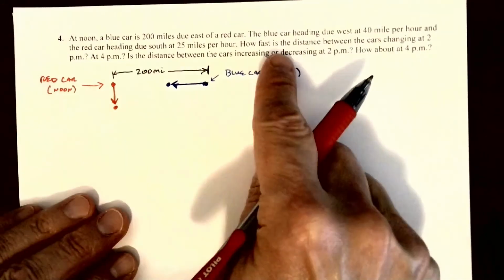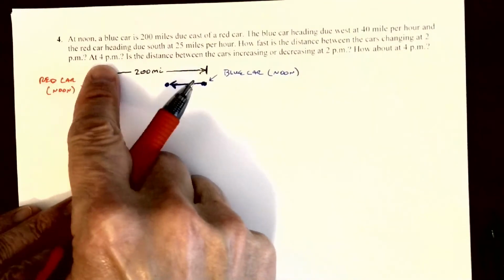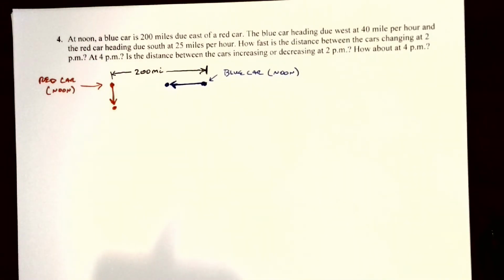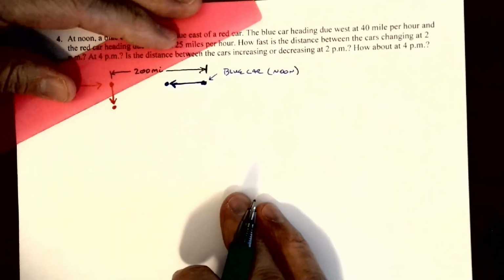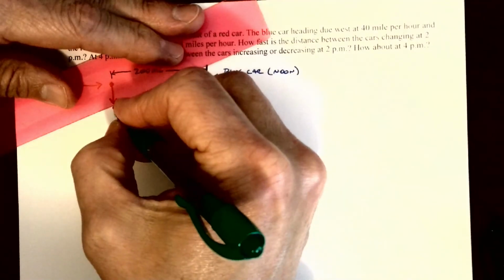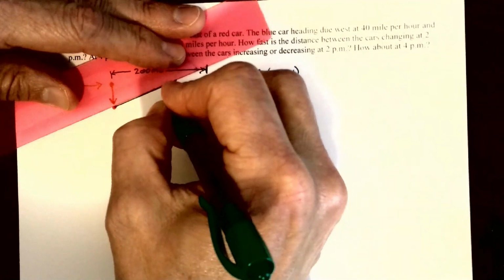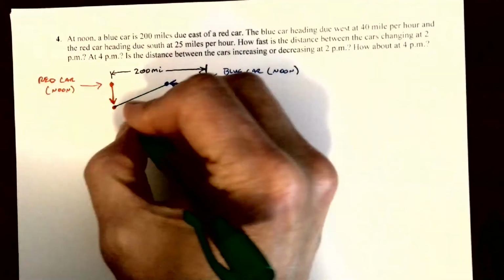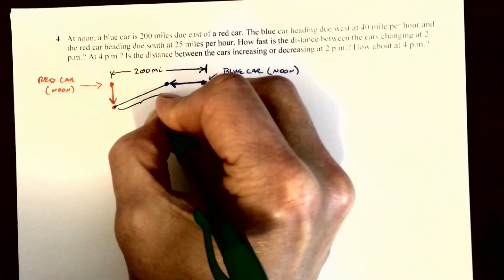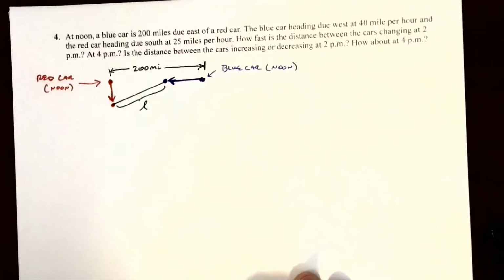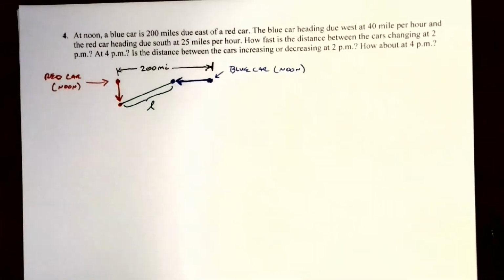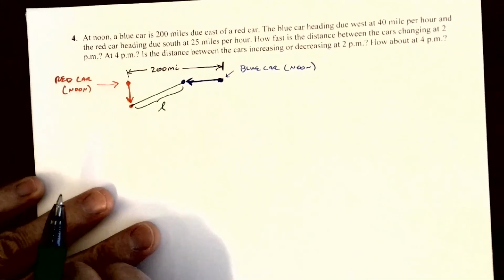So the question is, how fast is the distance between the cars changing at 2 p.m. and then at 4 p.m.? And then we'll talk about the rest of things. So the distance between the two cars, at a given time, would be the length of this line segment connecting the two. I'm going to call that distance L, not D, just to avoid the infamous dd dt. If I take the derivative of d with respect to time, it comes out as dd dt. I just don't like that. So I'm going to use L for my distance between the two cars.